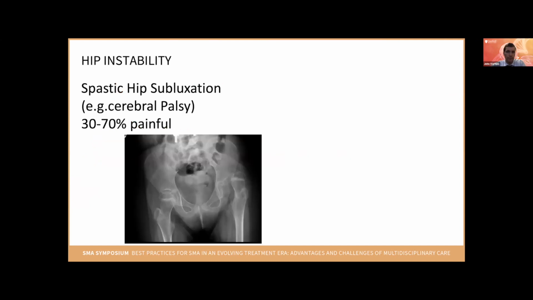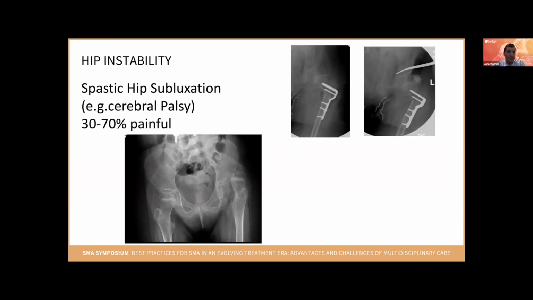In other neuromuscular conditions like cerebral palsy, where we have spastic conditions around the hip and one muscle group might be more active than another, this often leads us to try to surgically contain the hip when it comes out. That's because these spastic patient populations tend to have pain at much higher rates than patients with SMA. 30 to 70%, depending on the studies, of patients with cerebral palsy and a dislocated hip will go on to have pain. So we treat these preemptively, even in asymptomatic patients.